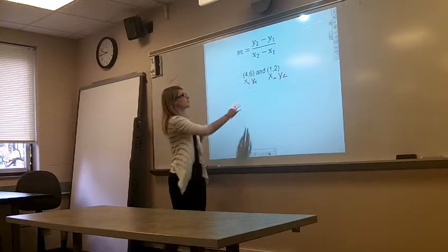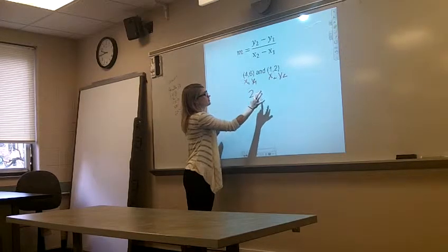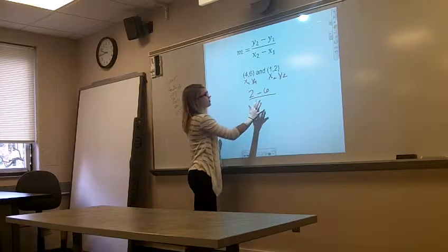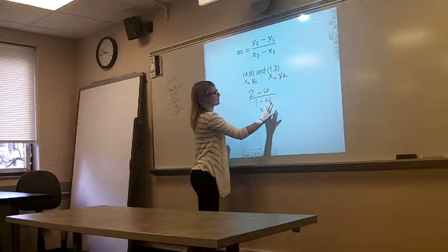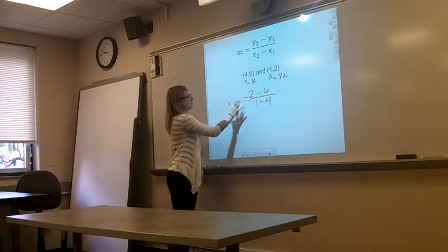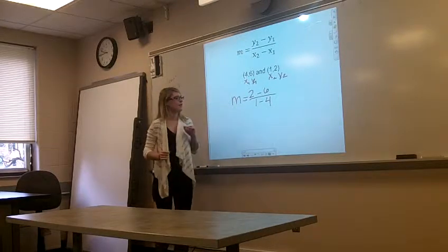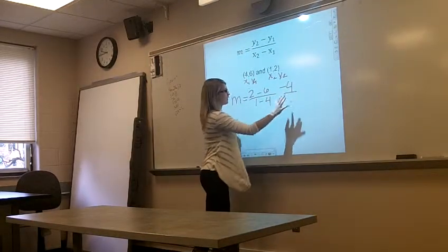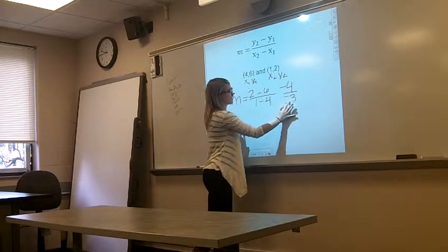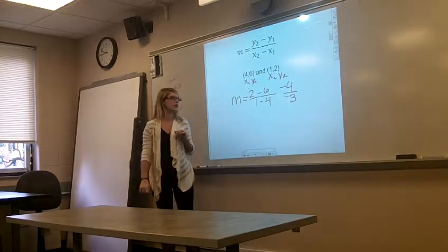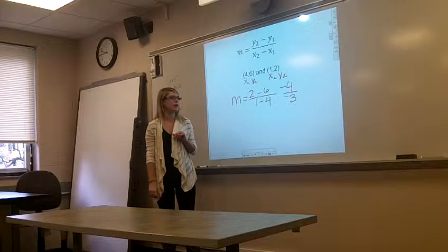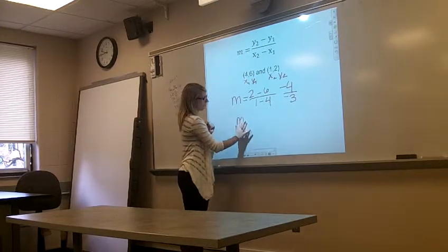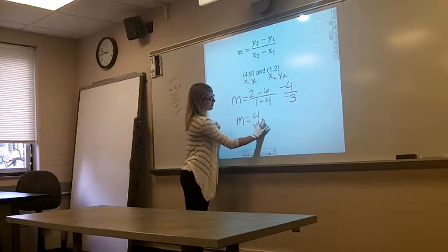So it's going to be 2 minus 6 divided by 1 minus 4 equals m. And then when you solve that, you're going to get negative 4 on top over negative 3. You know that when you divide a negative number by a negative number, you get a positive number. So your slope is then going to be 4 over 3.